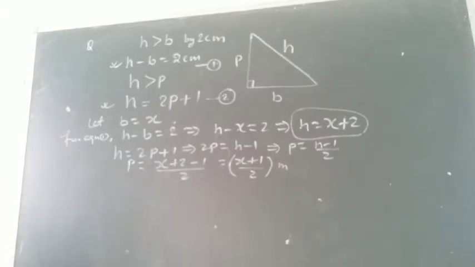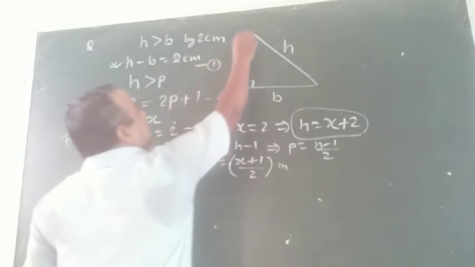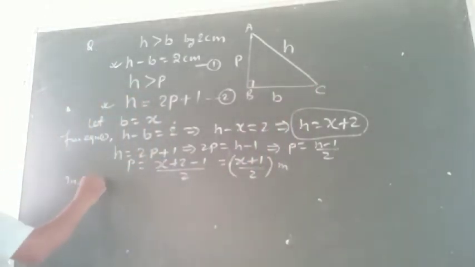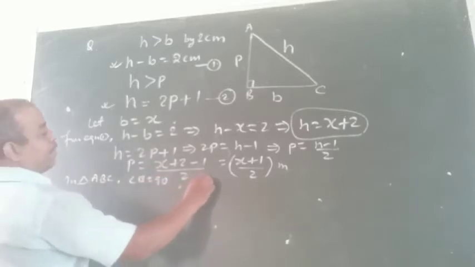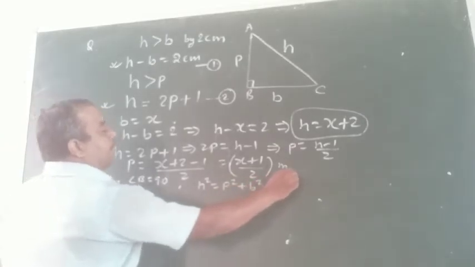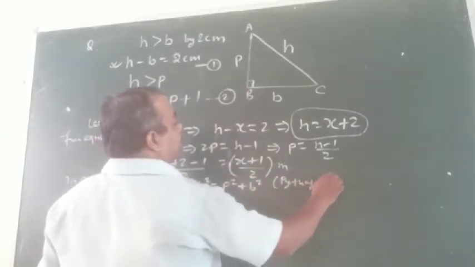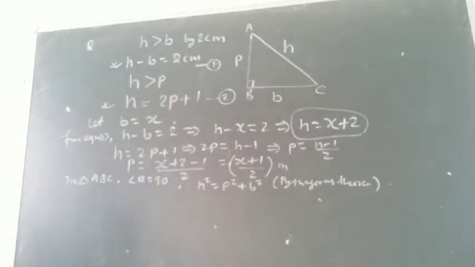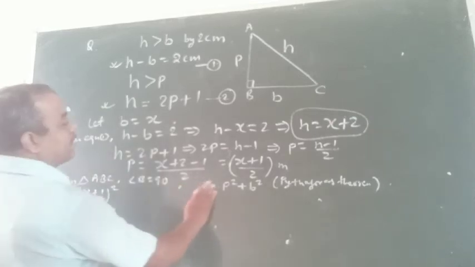Use the Pythagoras theorem. In triangle ABC, angle B is 90 degrees. Now we know that the hypotenuse square is equal to the perpendicular square plus the base square, due to the Pythagoras theorem. Now we have to solve this. So we can say P is ((x plus 1) by 2) whole square.